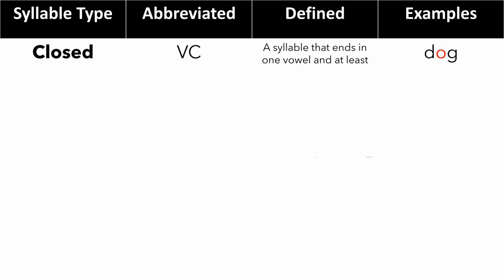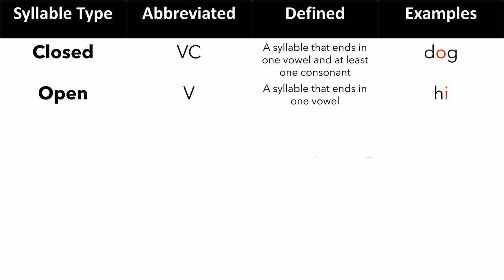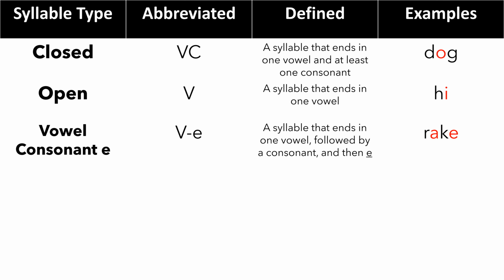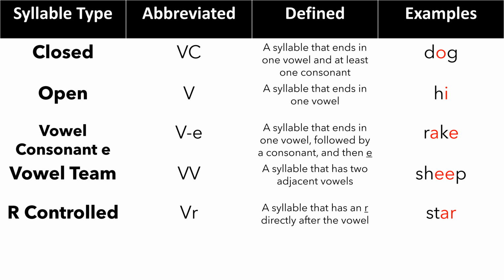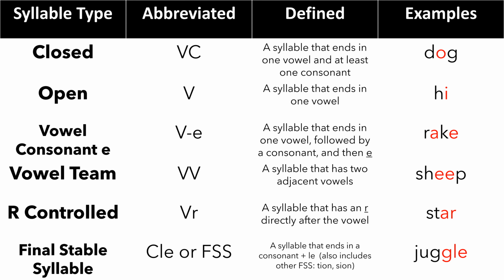Now that we've covered each of the 6 syllable types, let's quickly review. A closed syllable ends in one vowel and at least one consonant. An open syllable ends in one vowel. A vowel consonant E syllable ends in one vowel followed by a consonant and the letter E. A vowel team syllable has 2 adjacent vowels. An R-controlled syllable has an R immediately after the vowel. And then a final stable syllable is a consonant plus LE.